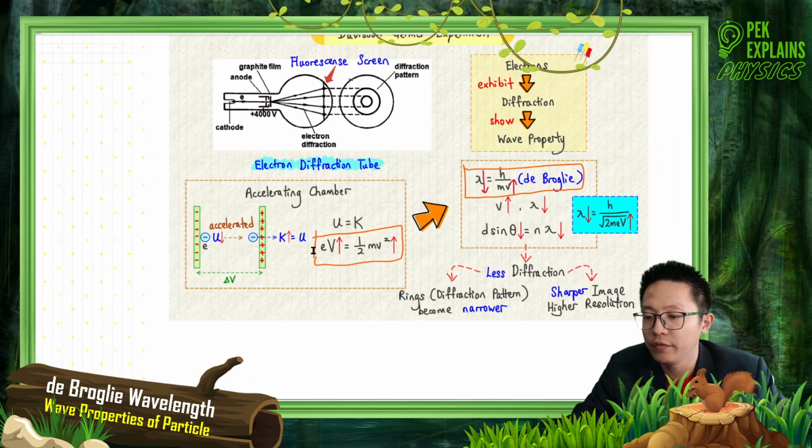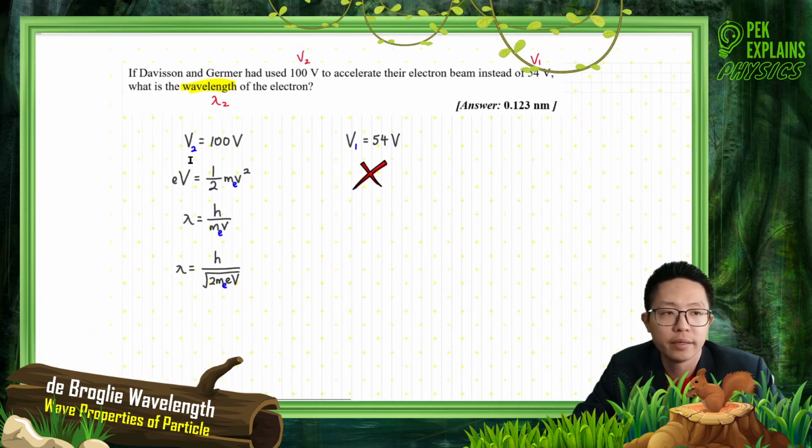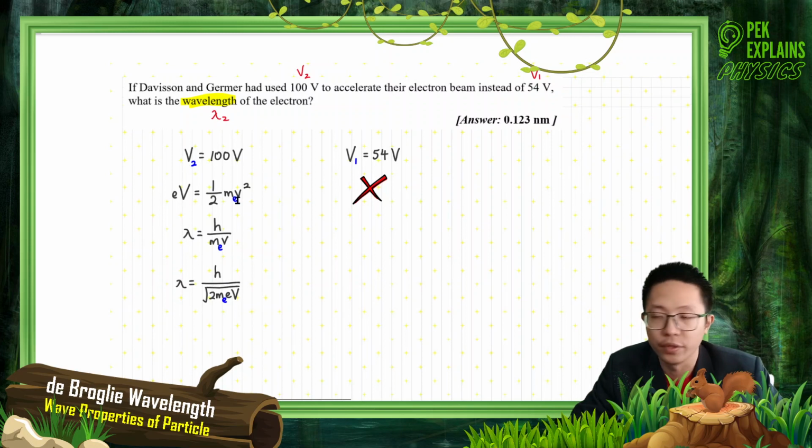eV equals half mv squared, and lambda equals h over mv. And we use the mass of electron because we use an electron beam. Just write it down here. Do you know what the mass of electron is? 9.11 times 10 to the negative 31, which you can find in the list of constants. And the charge of electron is 1.6 times 10 to the negative 19.